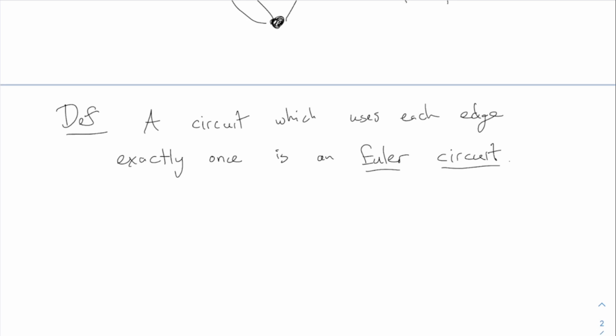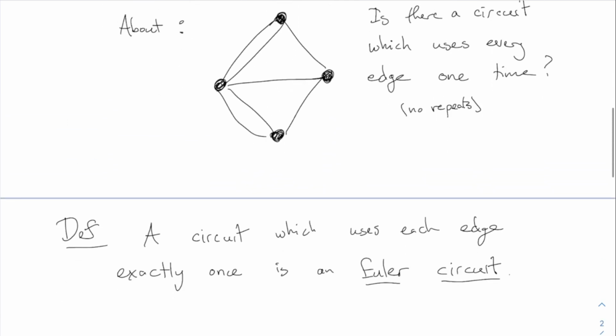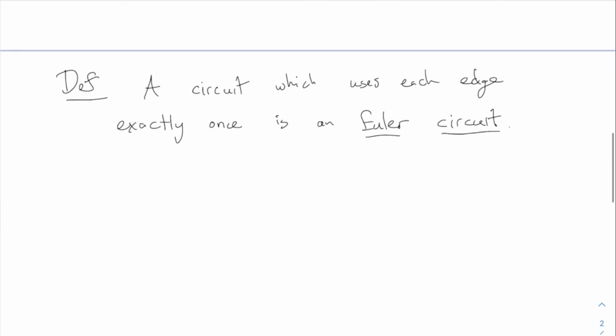So the big question for today is, how do you know, if you're looking at a graph, if it has an Euler circuit or not? And furthermore, if you decide it does have one, can you actually sort of draw it in there? So the big question is how to tell or find if there is an Euler circuit.